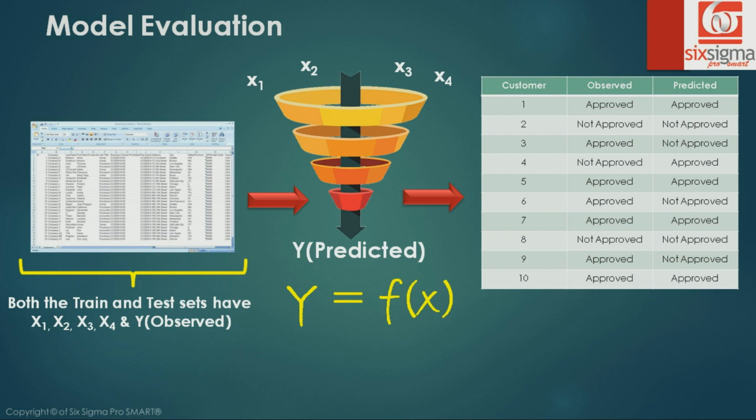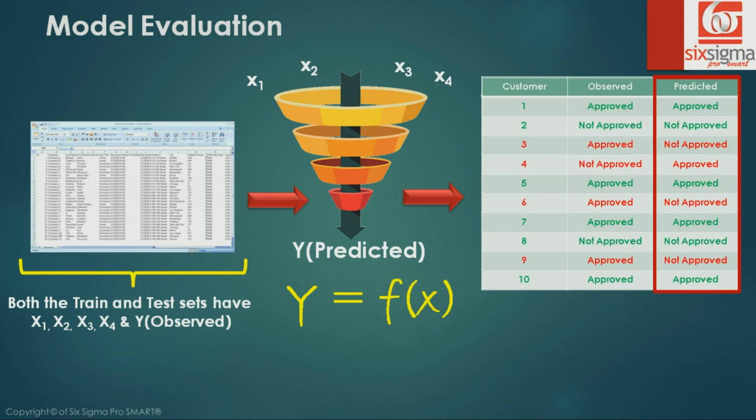For demonstration purposes, we've only taken an example of 10 cases. The second column here represents the observed values, the right decisions, and the third column, or the last column here, represents the predicted value, which is as per the model. The next step will be to do a comparison. For each record, we know the reality and we know the prediction.